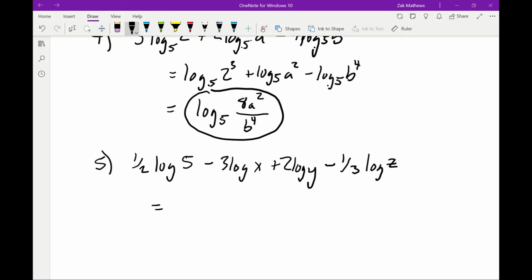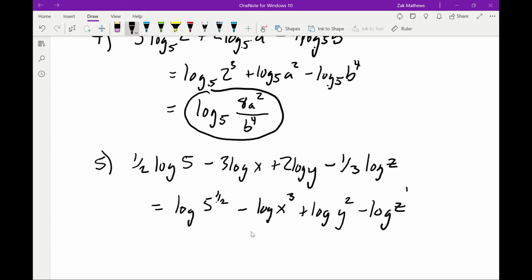Alright, we see that we have exponents in front, so the first thing I'm going to do is put them back as exponents. So we'd have 5 to the 1/2 power minus log base 10 of x, and we know it's base 10 because there's nothing written there. But now the x is cubed because we're putting the exponent back on top. We'll have log base 10 of y to the second minus log z to the 1/3.